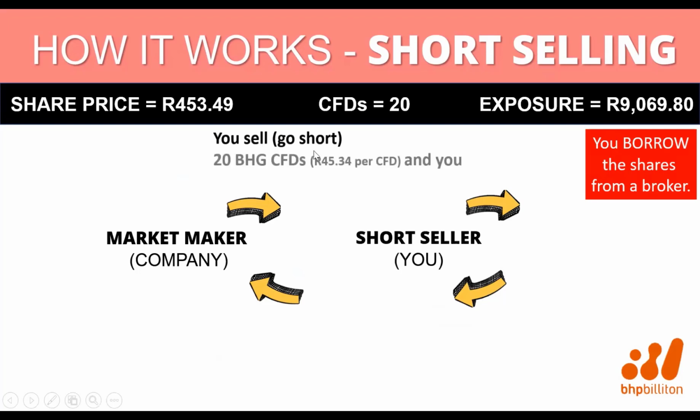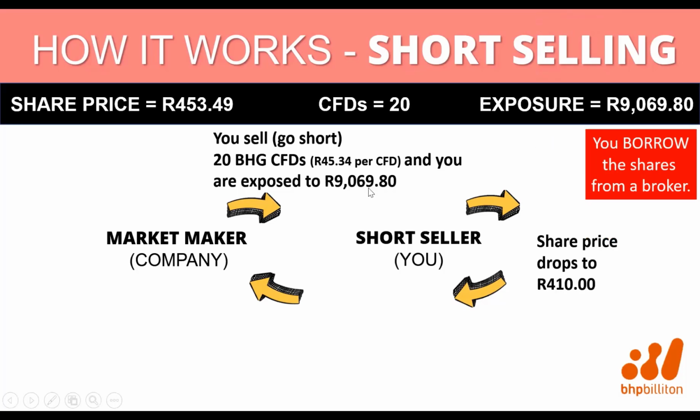So you sell or go short 20 BHP CFDs at 45 Rand and 34 cents per CFD, and you are exposed to 9,069 Rand 80 cents. Just so you know, this is a South African currency. So you are exposed to 9,069 Rand 80 cents when you buy 20 CFDs, where 45 Rand 34 cents per CFD will give you exposure to one BHP Billiton Group share.